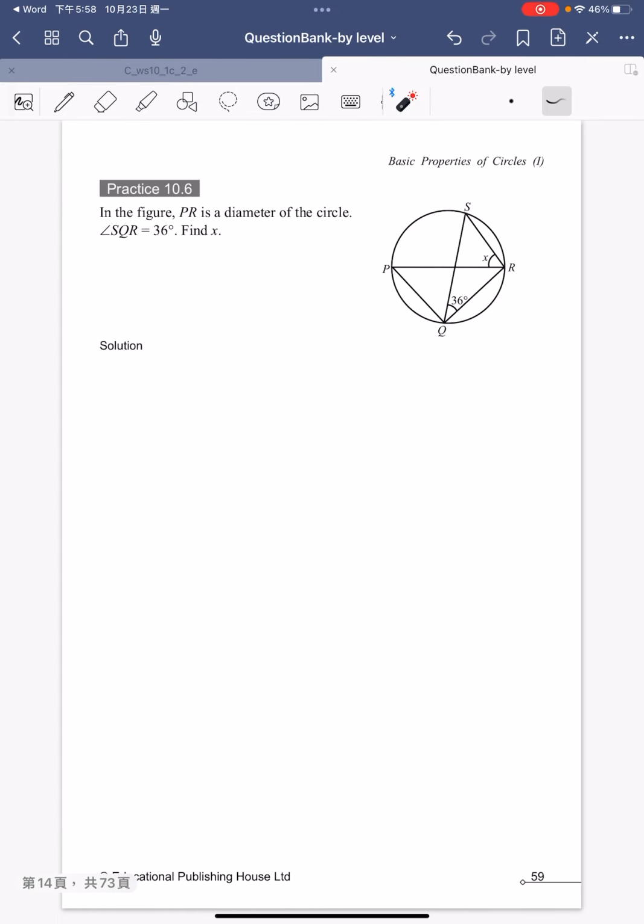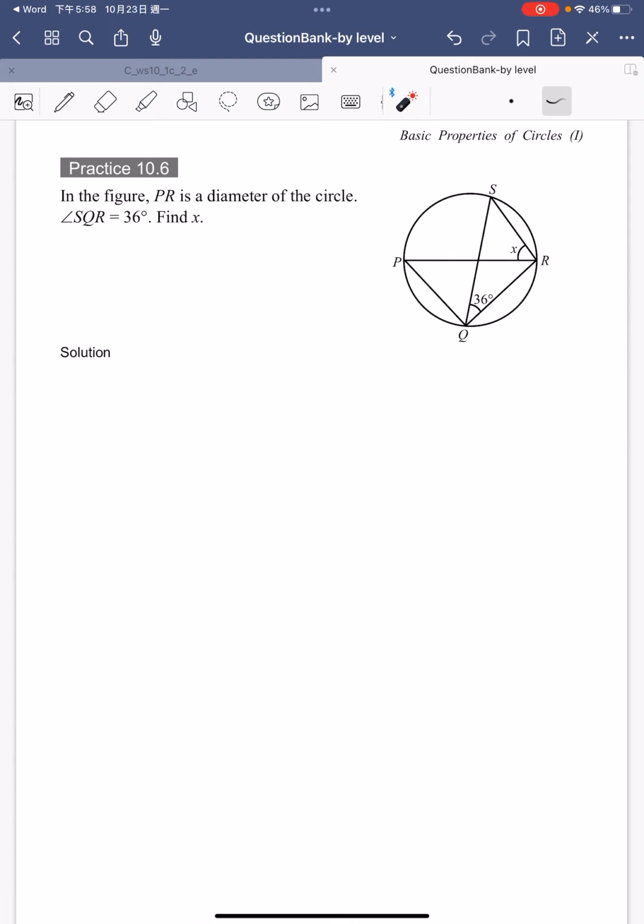So now we're going to do question 6. In the figure we have PR is the diameter and angle SQR is equal to 36 degrees. What we're going to find is this angle X. First of all, if this is the diameter, then we can find a 90 degrees by using the angle in semicircle, and our 90 degrees is here. So this PQR is our 90 degrees. So we can write it down. We have PR is a diameter, so the angle PQR is equal to 90 degrees.